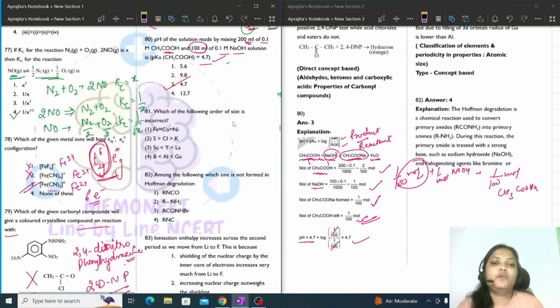Question number 81. Which of the following orders of size is correct? Iron, cobalt and nickel: this one is correct, as they have equal sizes. Okay. Now, because of the extra screening by 3d electrons, sulfur, chlorine and potassium, that's also correct.